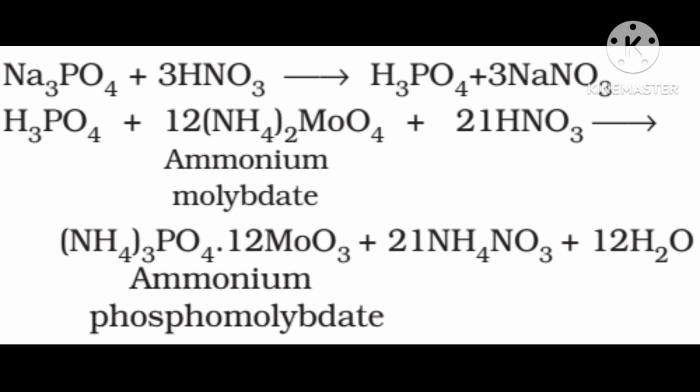Then there are 3 products after the reaction: ammonium phosphomolybdate, ammonium nitrate and water. This ammonium phosphomolybdate color is yellow.